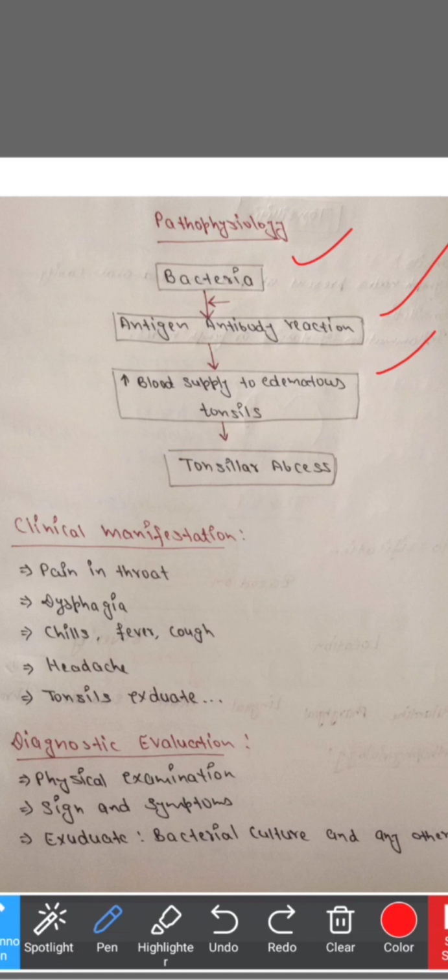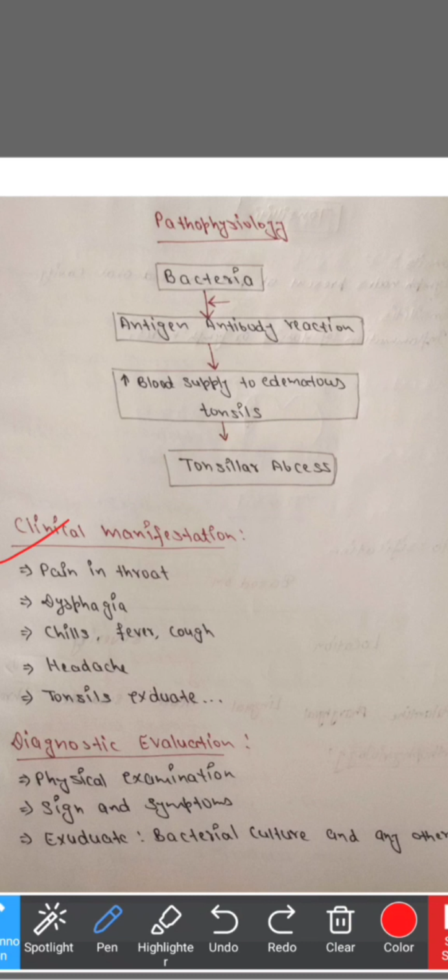Tonsillar abscess means it's like an accumulation or a collection of pus just behind or back of the tonsils, just because of the entry of bacteria. So this is the pathophysiology of the tonsillitis. Now next, move to the clinical features of the tonsillitis.